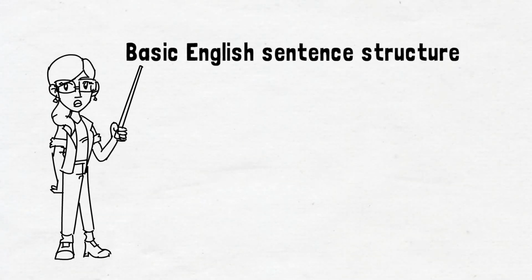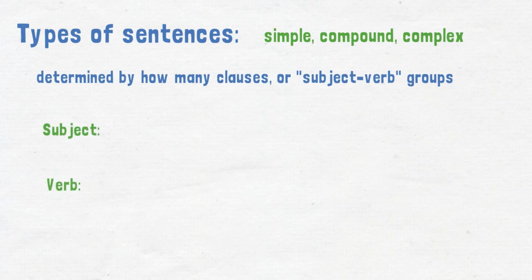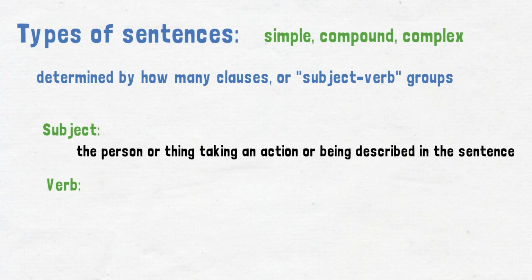Basic English sentence structure. There are three types of sentences: simple, compound, and complex. The type of sentence is determined by how many clauses, or subject-verb groups, are included in the sentence. The subject is the person or thing taking an action or being described in the sentence. The verb is the action the subject takes.